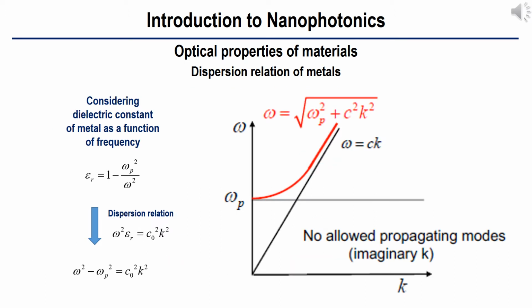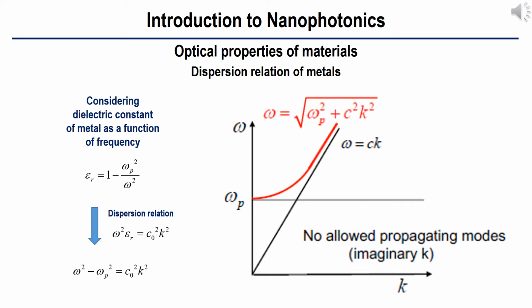Using the dielectric constant as a function of the angular frequency and the default dispersion relation, it is possible to derive an important relation between the angular frequency and the wave vector as. From this relation, it is possible to describe the behavior of the angular frequency as a function of wave vector k as shown in the red curve in this plot. As can be seen in this figure, we can find that the dispersion relation diverges from the default dispersion curve, which is the solid line, for small wave vector.